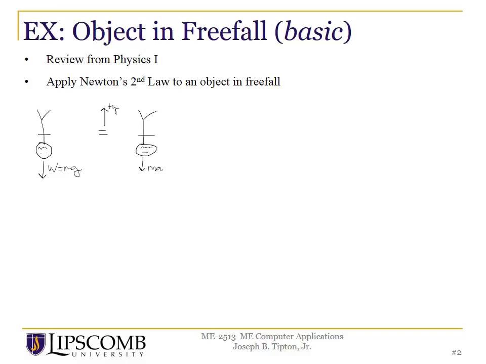So on the left-hand side, I have the sum of forces in the y direction, and that must balance with what's happening on the kinetic side, which is going to be mass times acceleration in the negative direction, downward. My only force in the y direction is the weight, and that is in the negative direction as well. So I can replace that with minus mass times gravity equals minus mass times acceleration.